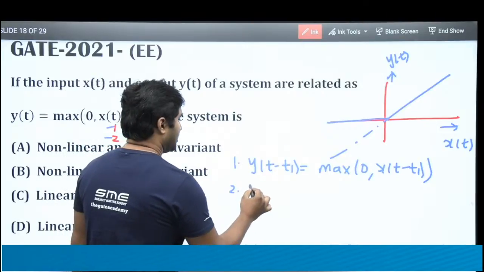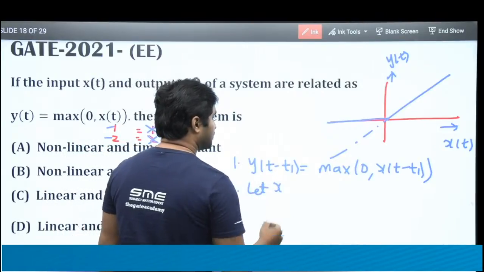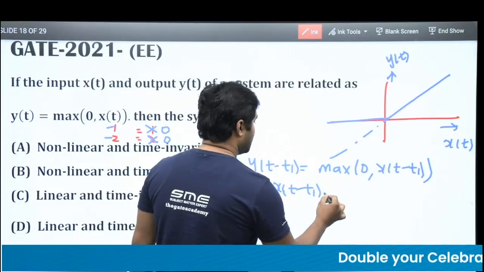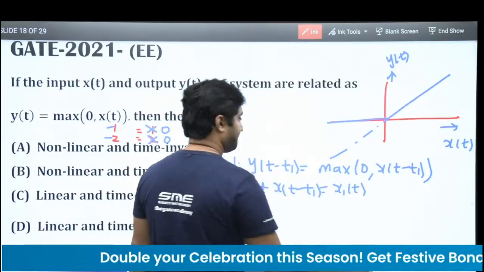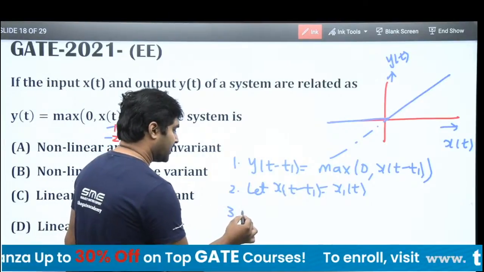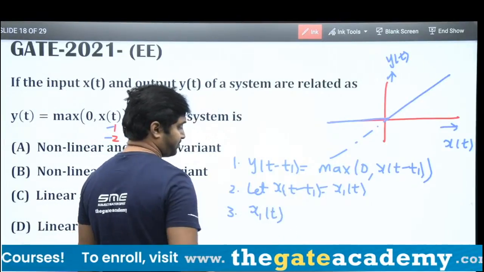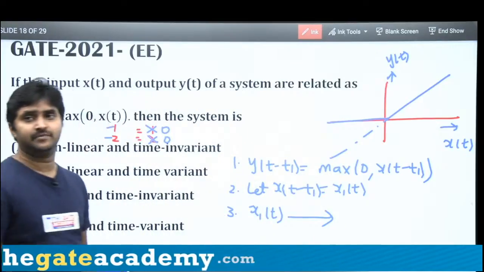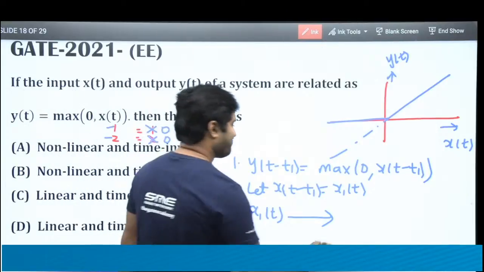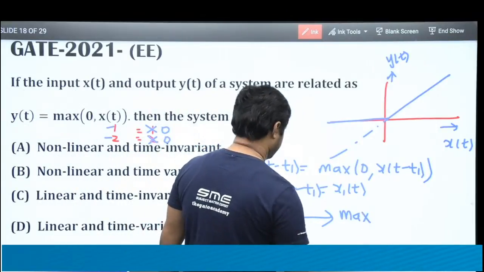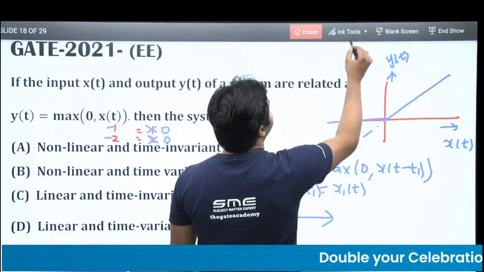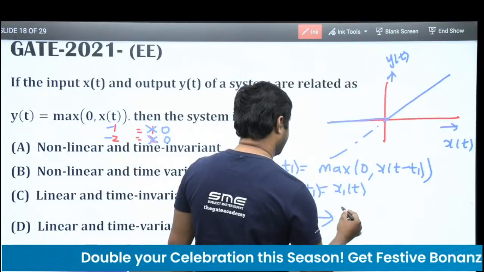The second one: let x of t minus t1 be equal to x1 of t. Third, if I give x1 of t as an input, then what is the output, my dear students? It is max of, to put it simply, this is nothing but y1 of t, right?